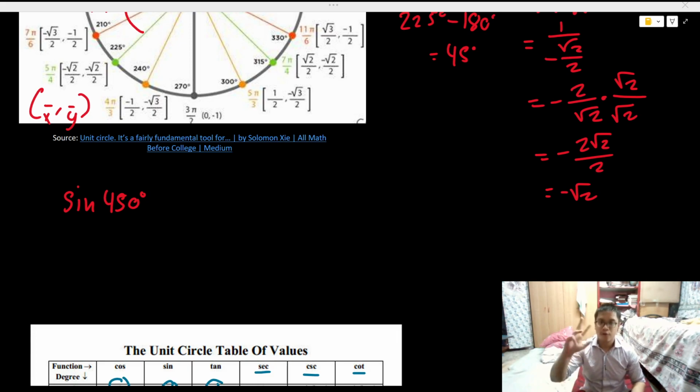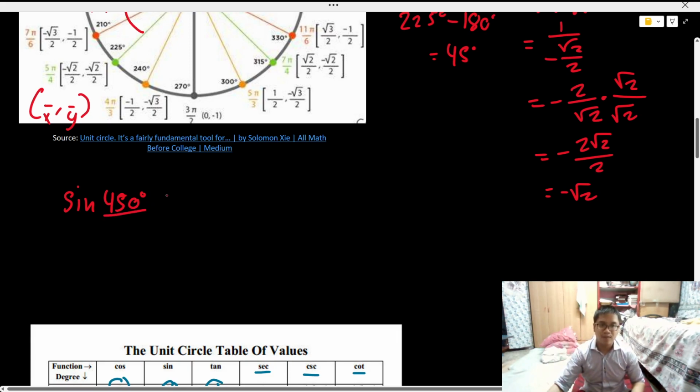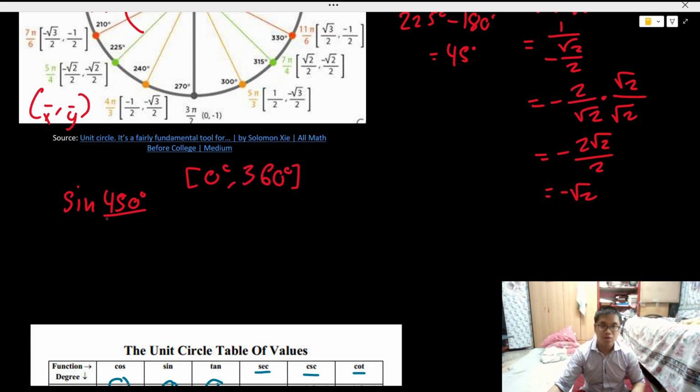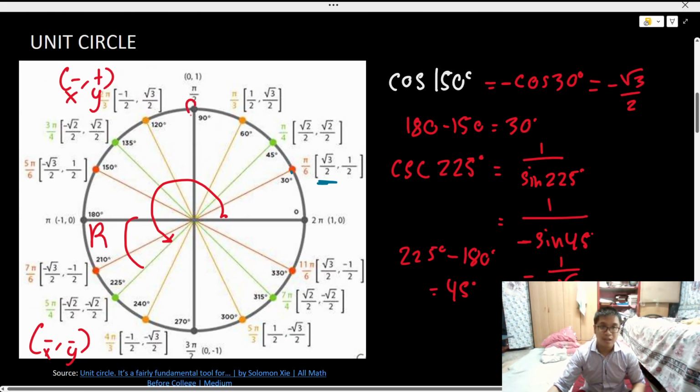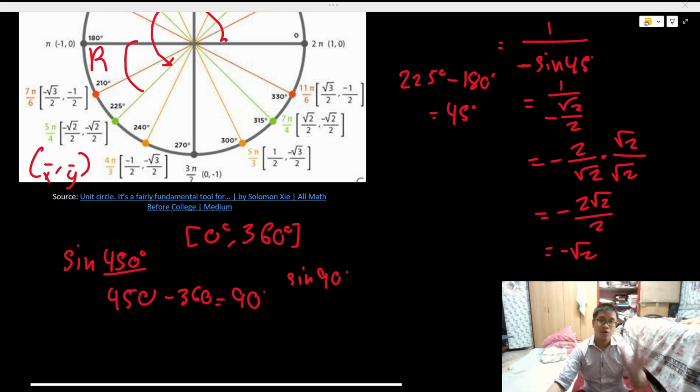So what are you going to do? Find the coterminal angle of 450 degrees within 0 degrees and 360 degrees. So subtract 360 from 450 because this is beyond the range. 450 minus 360 is 90 degrees. So it's sine 90 degrees. What is sine 90 degrees? Well, you count: 0, 1, 2, 3, 4. This is 90 degrees. So square root of 4, which is 2, divided by 2, is 1.